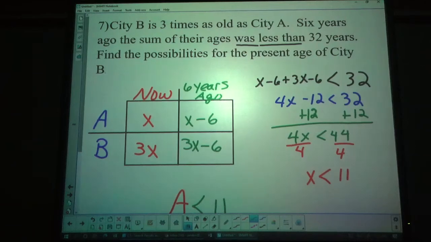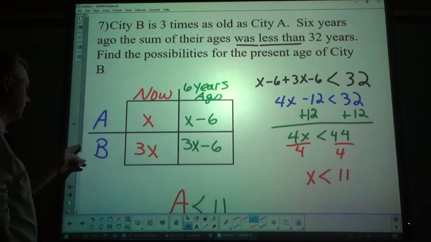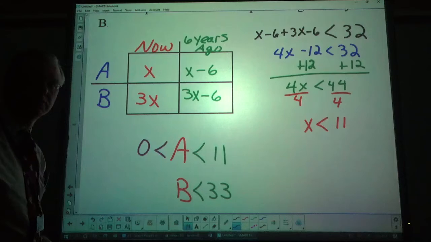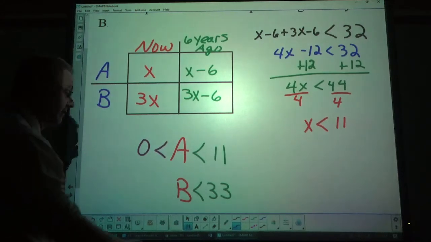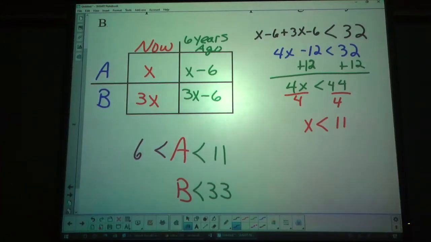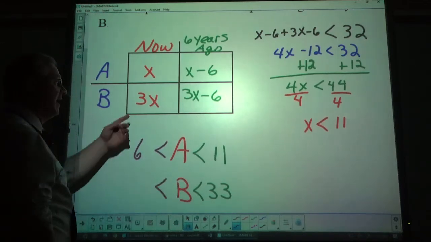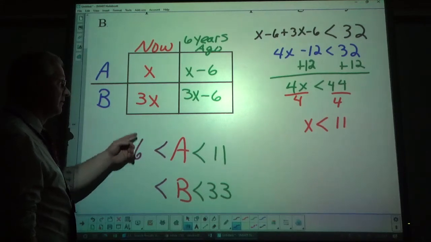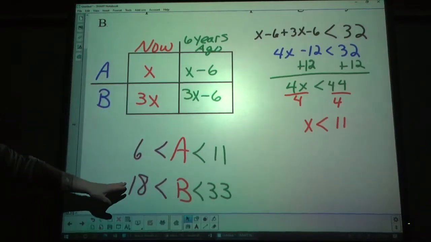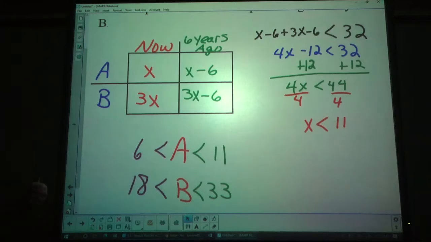Well, 6 years ago, the sum of their ages. That means they both had to exist 6 years ago. So A has to be bigger than 0 for it to exist. Technically, it has to be bigger than 6 for it to exist now. Not 0, 6. So, therefore, city B has to be bigger than 6 times 3, 18. So city B has to be between 18 and 33 years old now.